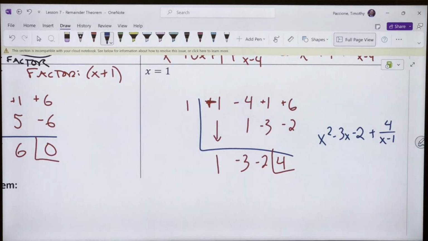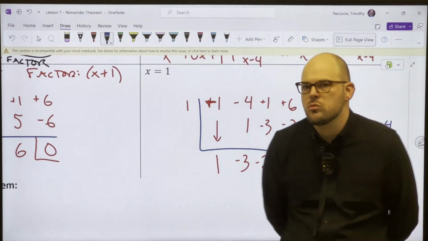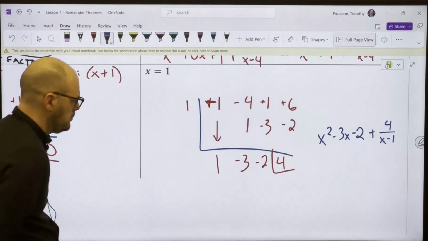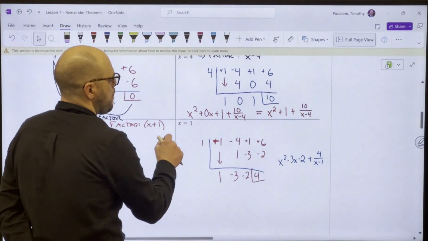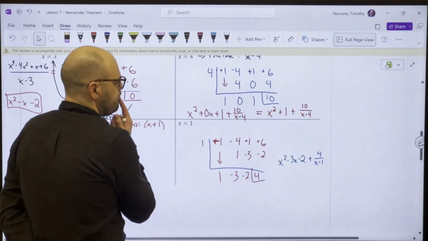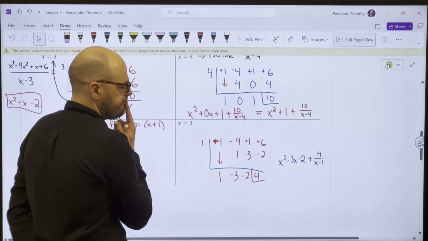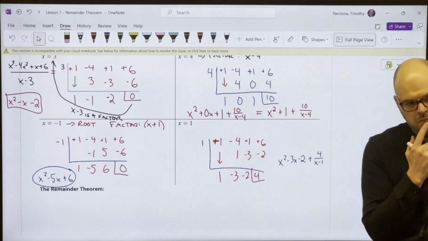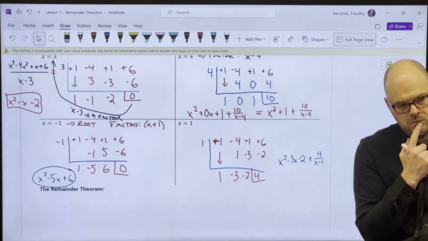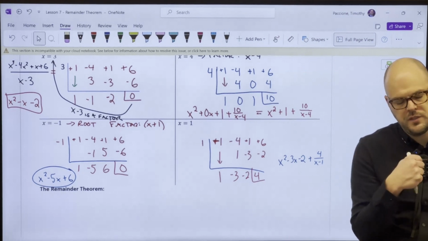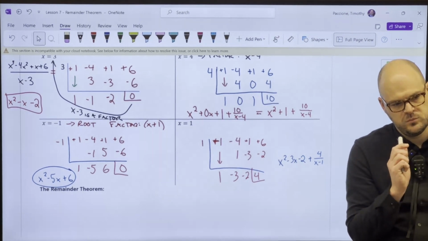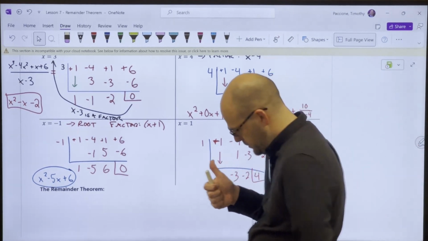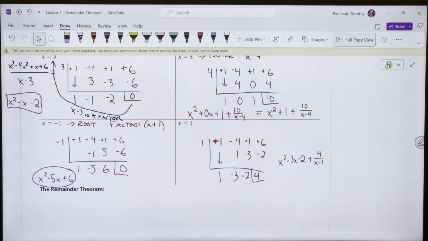I noticed that on the graph there's a point at 4, 10, and 1 is the numerator on the remainder. Anybody want to add to that? Yeah. Is there a rule you've discovered? Yeah, when there's no remainder, it attaches to its point on the x. When there's no remainder, we have an x-intercept.